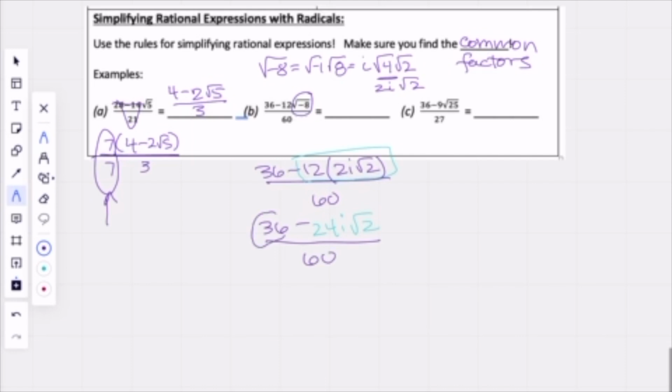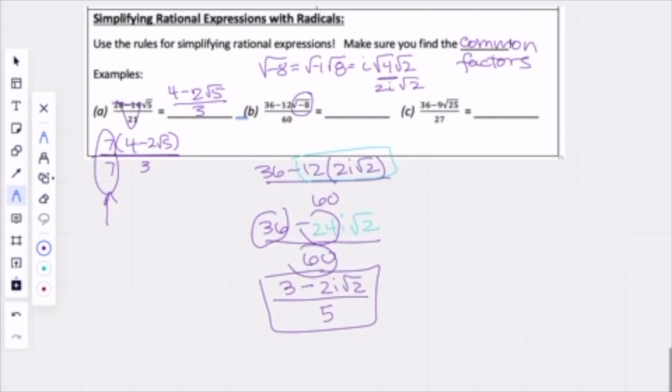Now thinking about these three pieces, what's a common factor? Well, 6 is a common factor, but it's not the largest common factor. So hopefully you notice that 12 goes into all three pieces. And so if you divide a 12 out of each piece, you'll be left with 3 minus 2i square root of 2 all over 5. And that would be your simplified form of that expression.